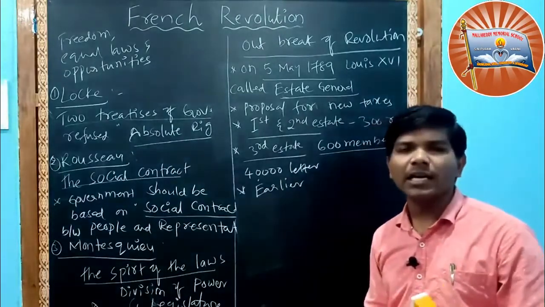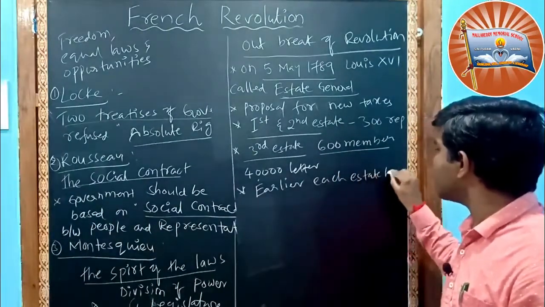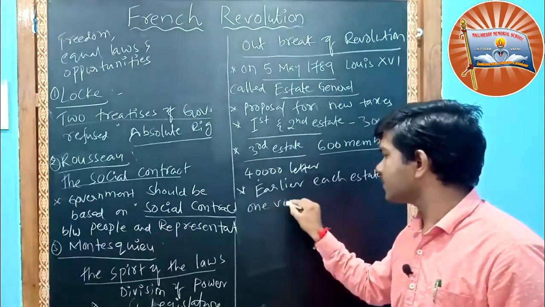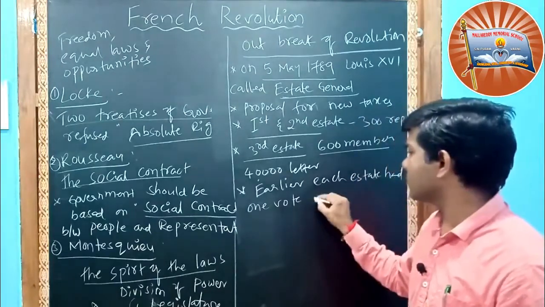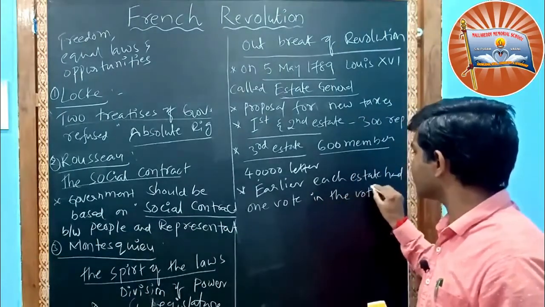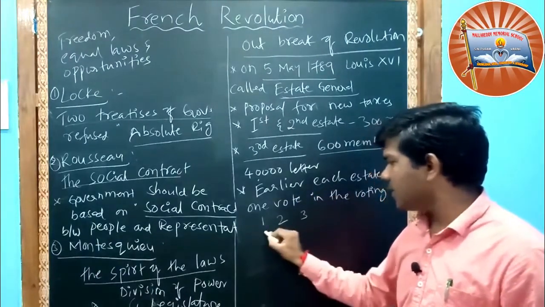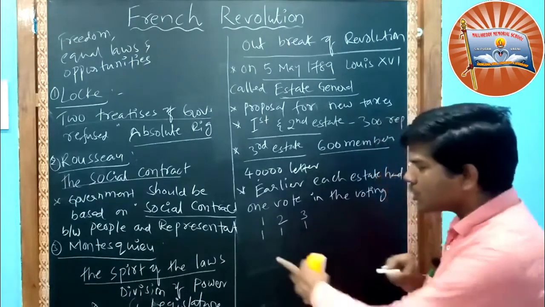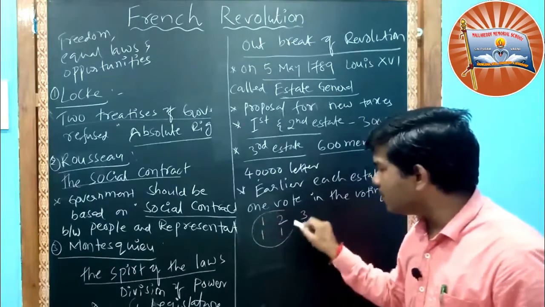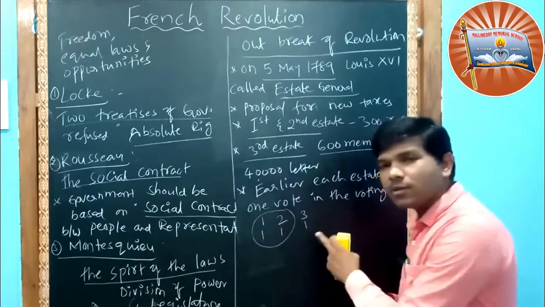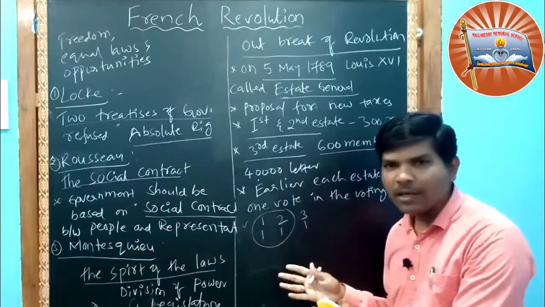Actually, the procedure is from earlier. Each estate had one vote in the voting. That means first estate one vote, second estate one vote, third estate one vote. So there will be three votes only. Who will win? The first and second estate people will usually win, because they have two votes against one. Okay, that is the procedure.